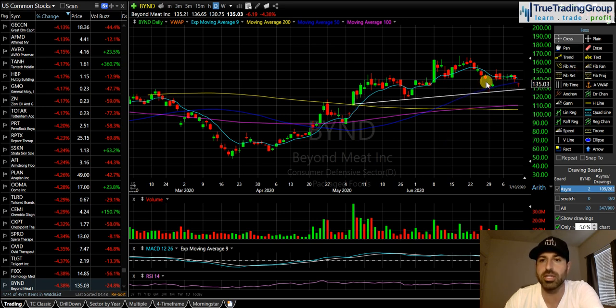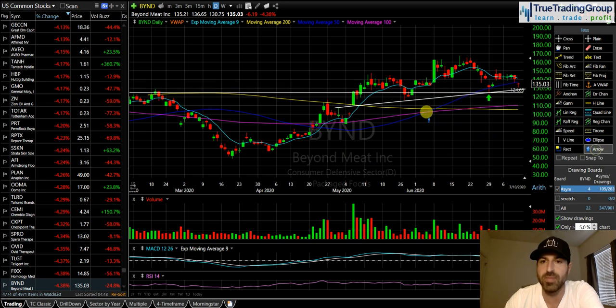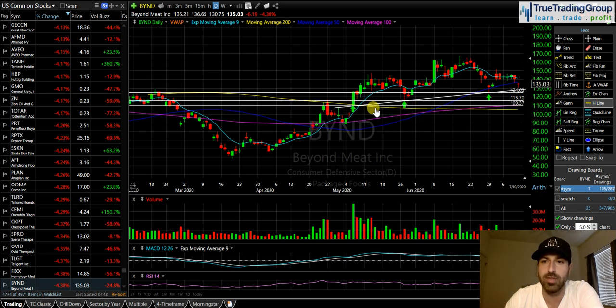And my profit targets will be each touch of this neckline. Okay, so here is one touch of the neckline. That's a profit target. Here's the second touch of the neckline. That's going to be my second profit target. And there is my final touch of the neckline, which is also a gap entry point, and that will be my final target on Beyond Meat.